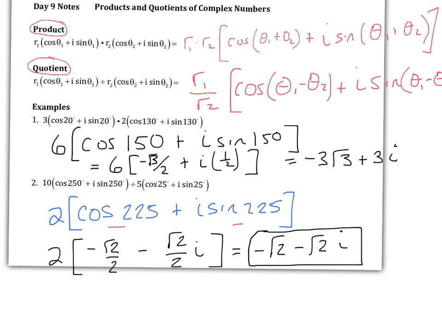So that's it for product and quotient rule. It's not too bad. The next notes are going to be the day 10 notes, so open those up, and Mr. or Mrs. Substitute, can you please play that video now? Thank you.